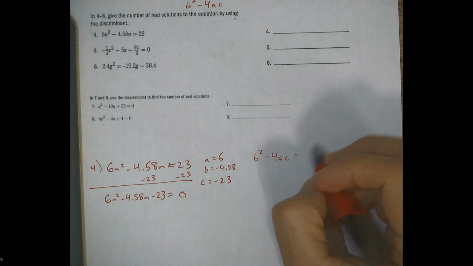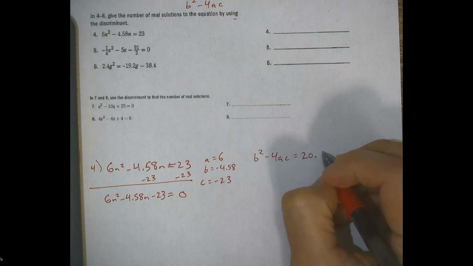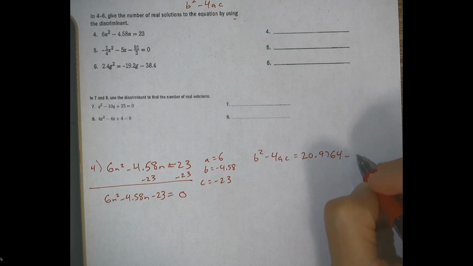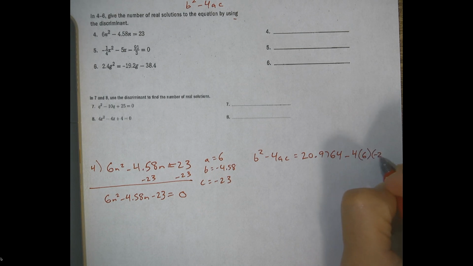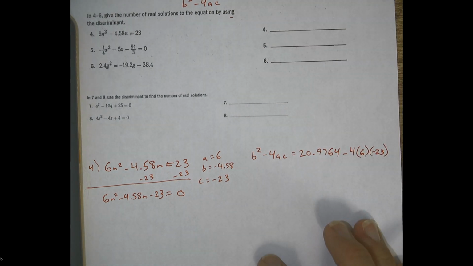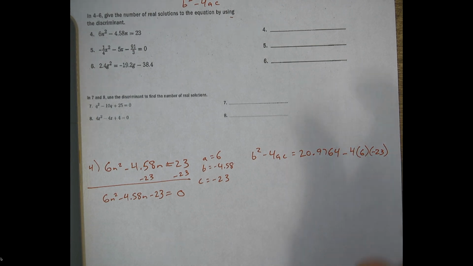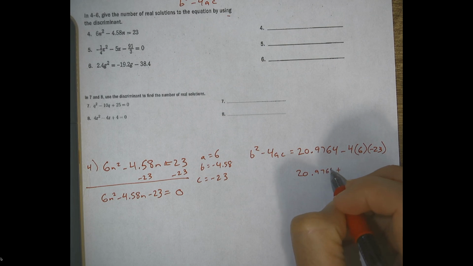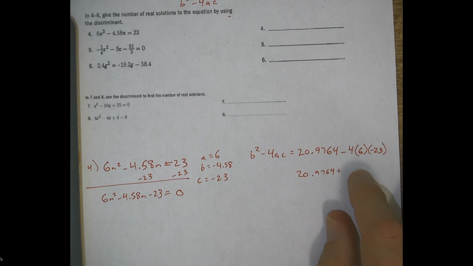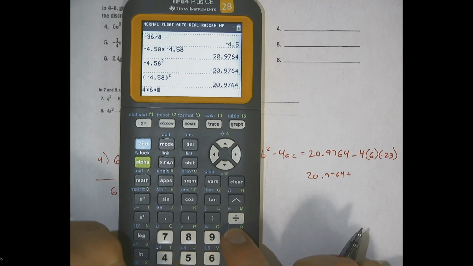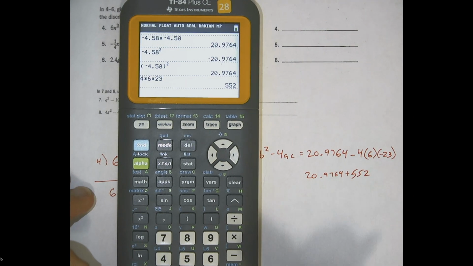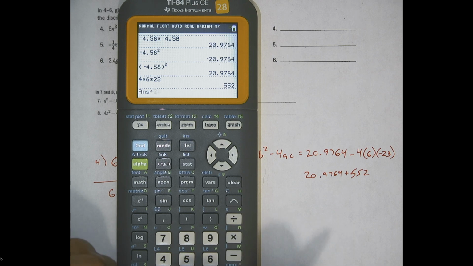Okay, so this is positive 20.9764 minus 4 times a, which is 6, times c, which is negative 23. Just looking at this, I have a negative and a negative, so this is going to end up plus. So it's 20.9764 plus 4 times 6 times 23, which is 552.